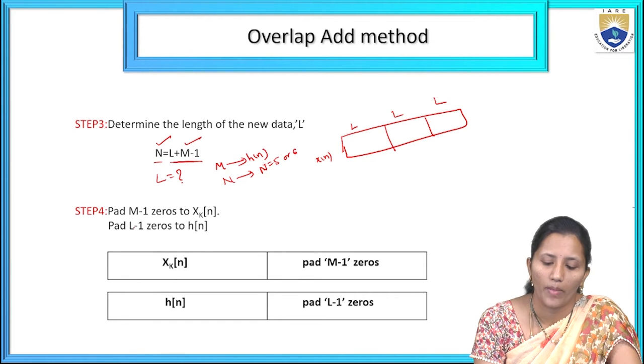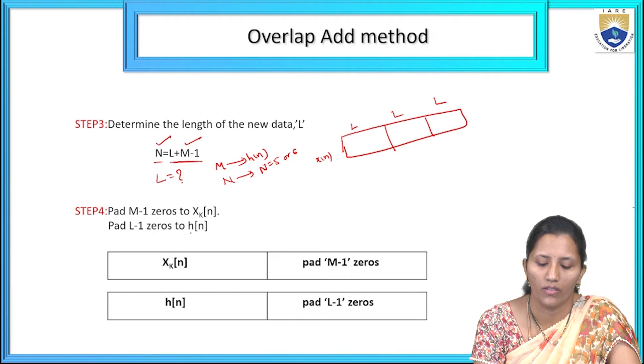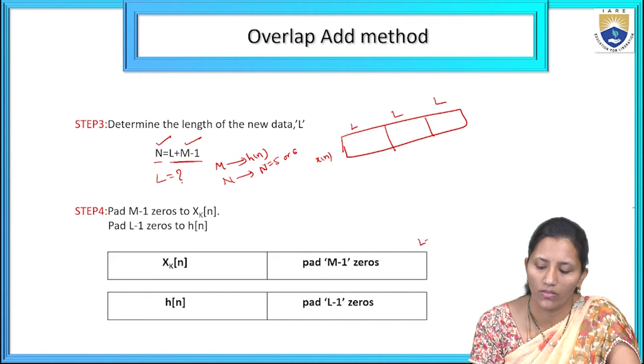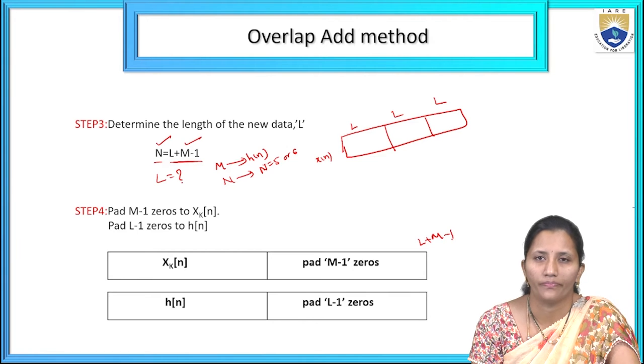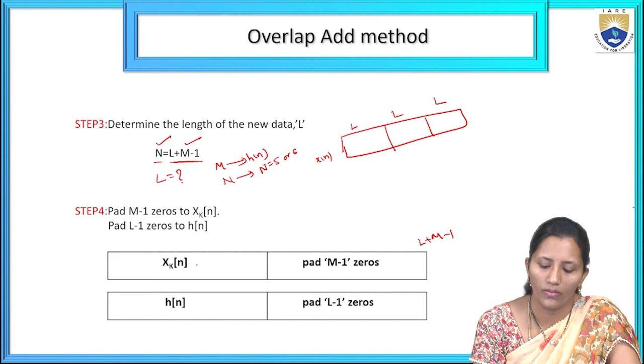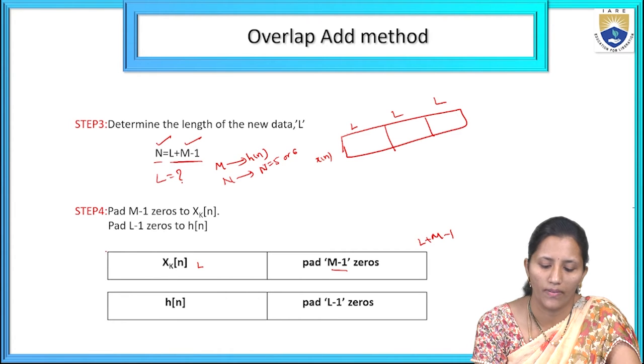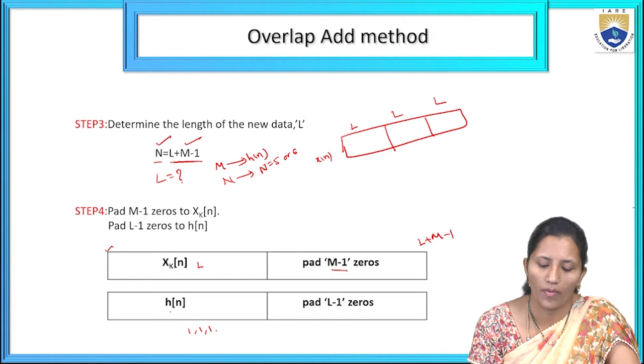In step 4, pad M minus 1 zeros to xk of n and pad L minus 1 zeros to h of n. We have to make the total length of both sequences L plus M minus 1. We take L samples and pad M minus 1 zeros, which we will see in step 5. And h of n has a number of samples, for example 1, 1, 1. If L is equal to 3, we have to add 3 minus 1, that is 2 zeros, to h of n.